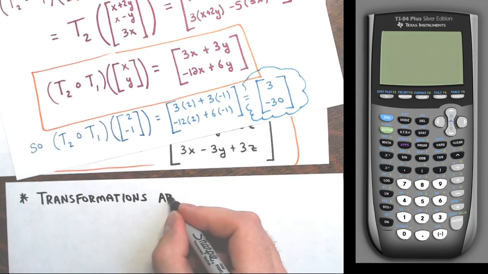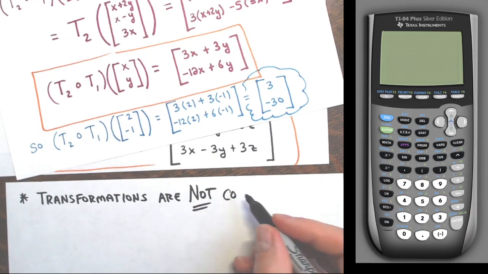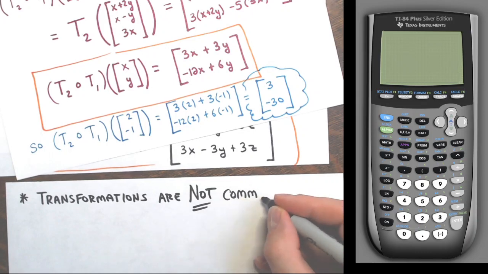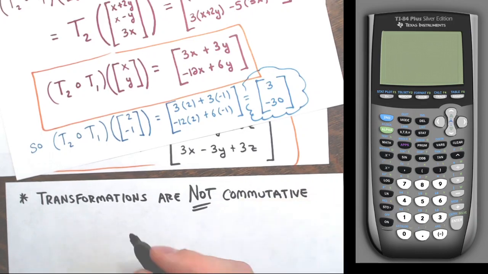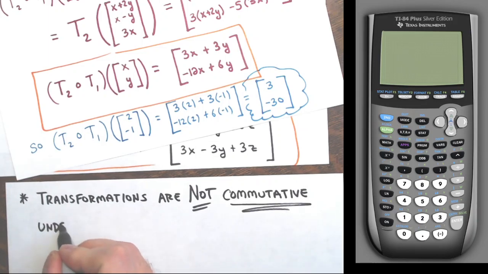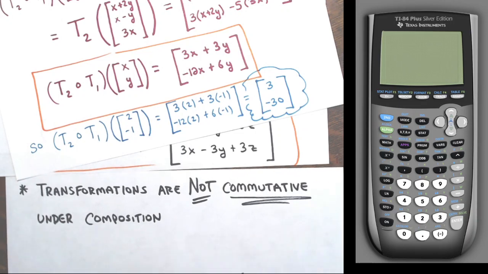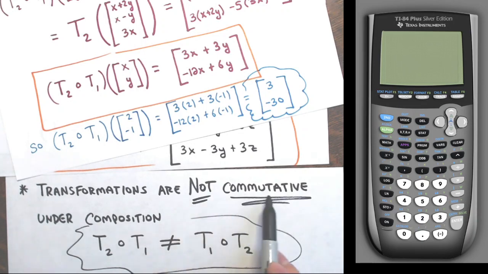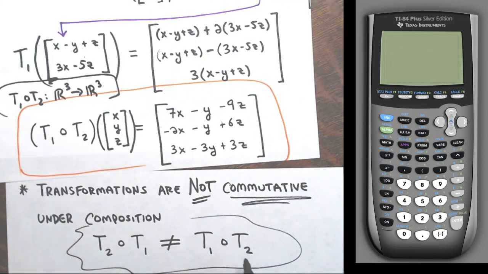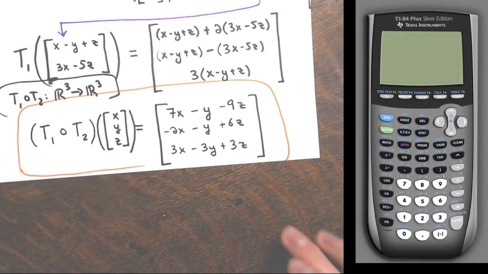Transformations are not commutative under composition. Because you just saw, T2 composed with T1 is not always going to be equal to T1 composed with T2. When I say not commutative, that just means you can't just switch the order and have it be the same thing, because it won't always. There are some cases when they are equal, but not all. So just know that you can't just switch the order of composition in general.